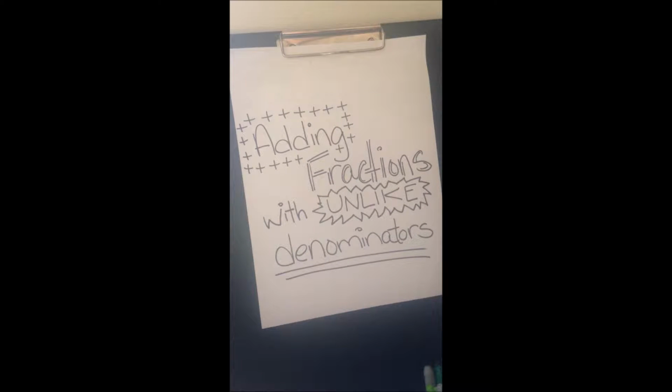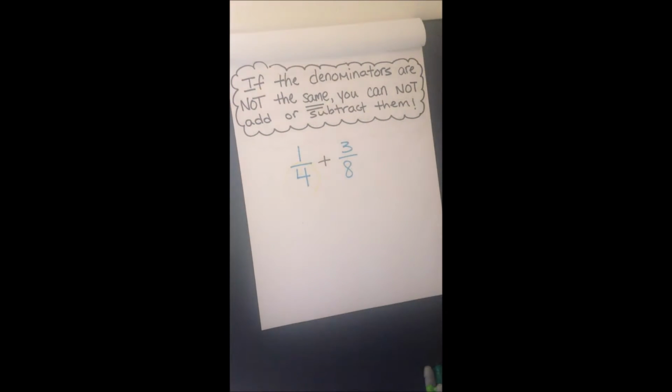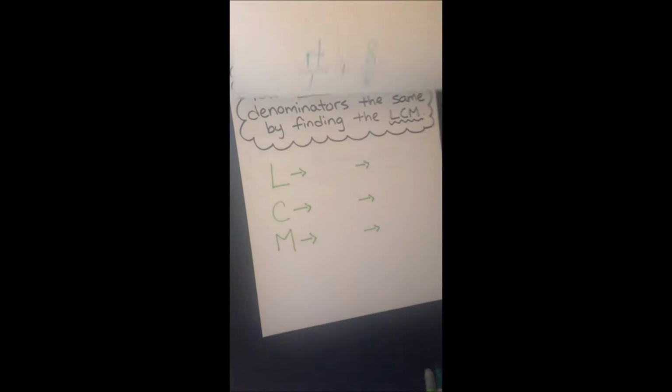Today we're going to practice adding fractions with unlike denominators. The first thing you have to do when adding fractions is to look at your denominators. If the denominators are not the same, you cannot add or subtract them. Let's look at our denominators here in our problem. 1/4 plus 3/8. 4 and 8. No way. You must make the denominators the same.